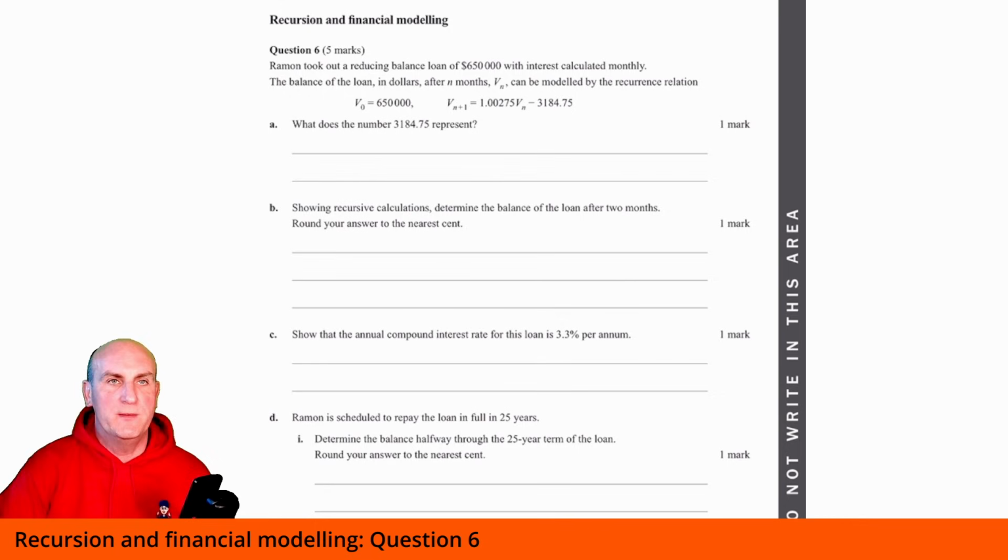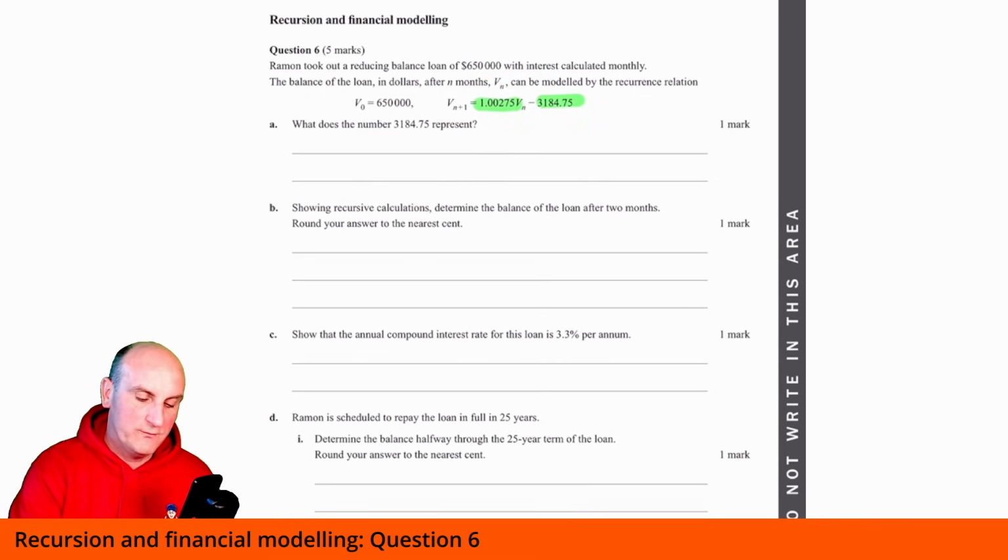Right, question number 6, 5 marks. Ramon took out a reducing balance loan of $650,000 with interest calculated monthly. The balance of the loan in dollars after that can be modeled by the recurrence relationship. I like recurrence relationships. They go term to term to term to term. What does the number 3184.75 represent? Well, basically, it's got to be a monthly payment, because interest is being added on here, and then they are making some sort of payment here. So I'm going to say monthly payment.